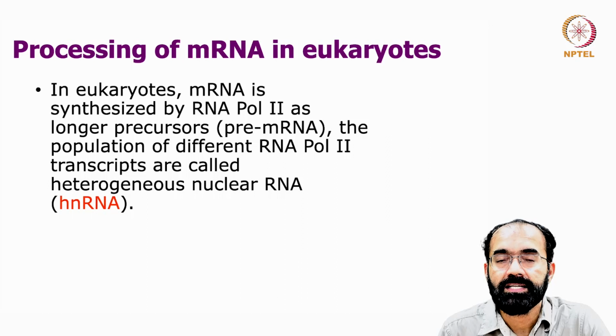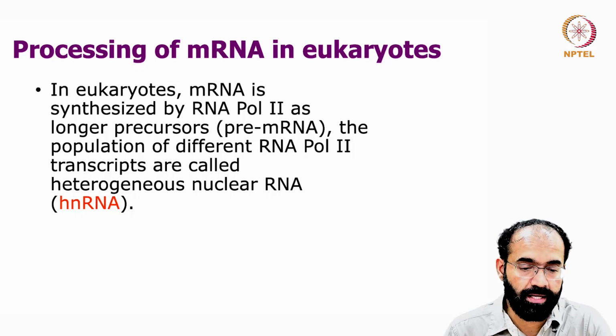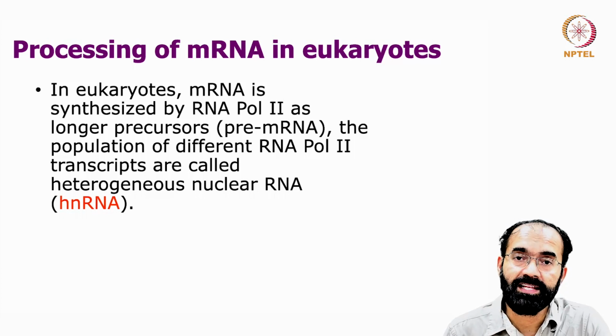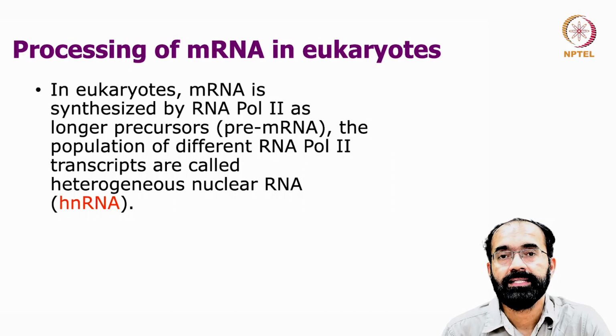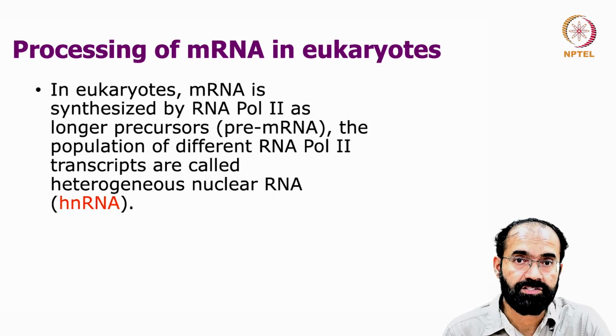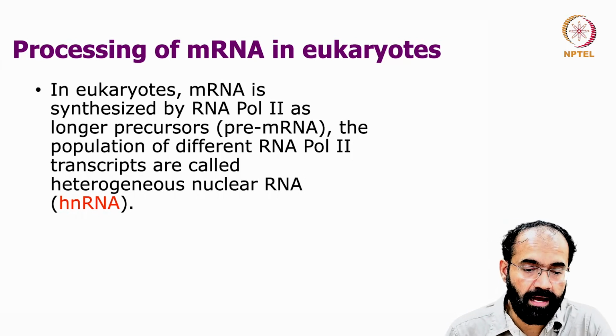In eukaryotes, the mRNA is synthesized mainly by RNA polymerase 2. We know that a total of 5 RNA polymerases are there. Polymerase 2 is the one which governs the production of mRNA in eukaryotes, and this gives rise to extremely long pre-mRNAs. Why are they long? Because they have introns in between. So the majority of eukaryotic mRNAs will have introns, and these introns are pretty large compared to exons, and this makes the pre-mRNA pretty large.